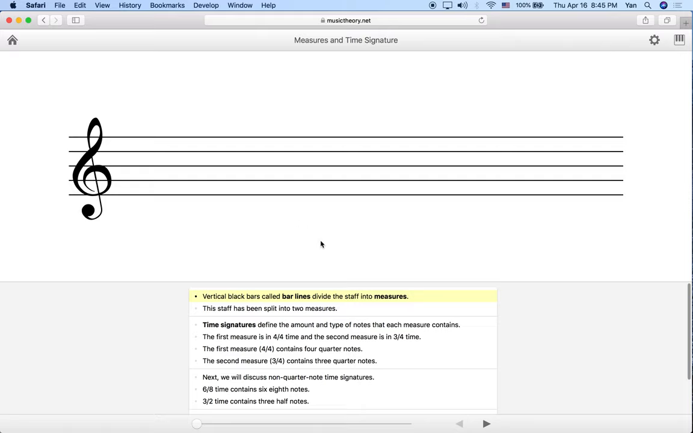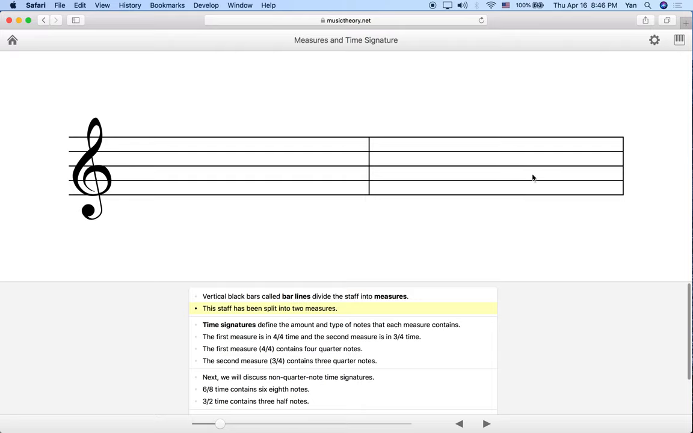As you know, when we have a staff, we can break up the staff into measures, which are also called bars. To do that, we draw vertical bar lines across the staff. They look like this. Now we have this staff and we've added one bar line, and now we've made two measures, or two bars.